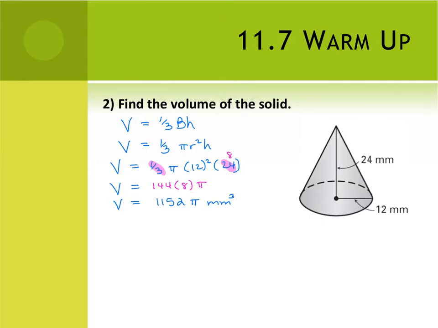Here is a cone. So again, same formula, 1/3 area of the base times how tall it is, but what's different here is my base shape is a circle. So my capital B is pi r squared. So 1/3 pi r squared height, and this is 1,152 pi. Pretty good on that one.